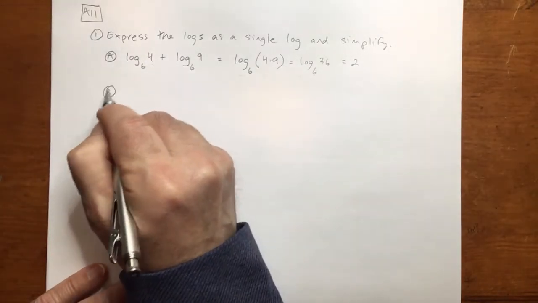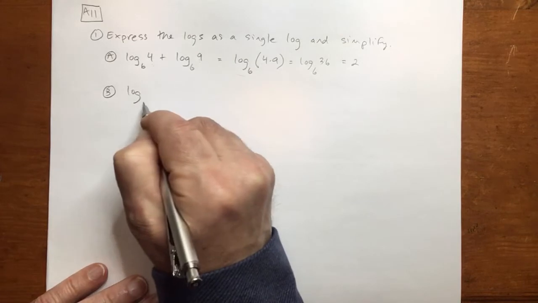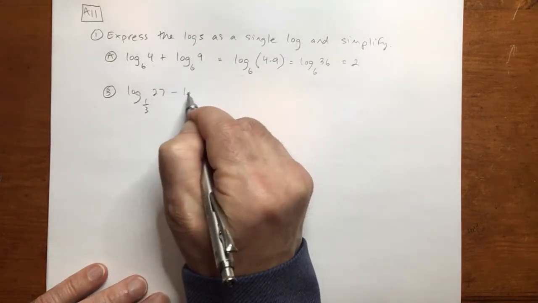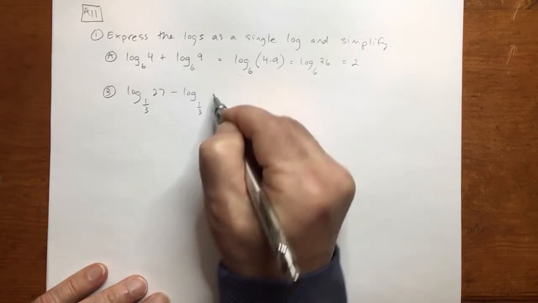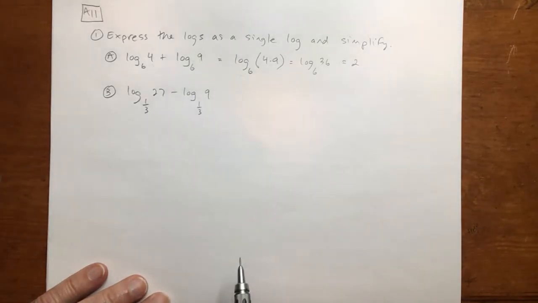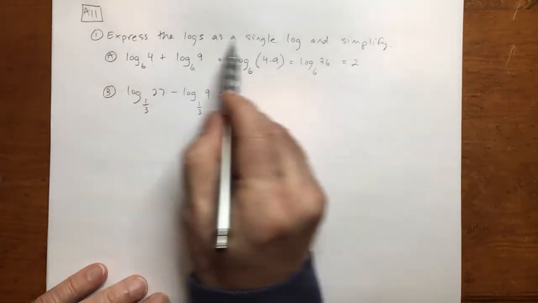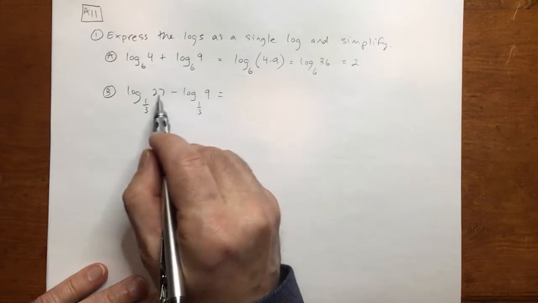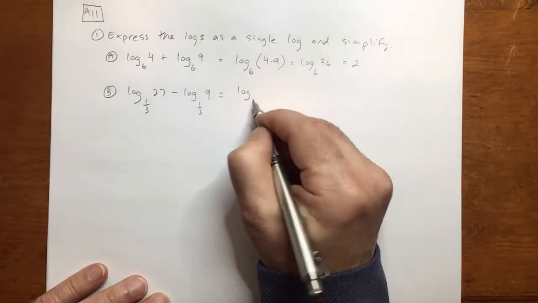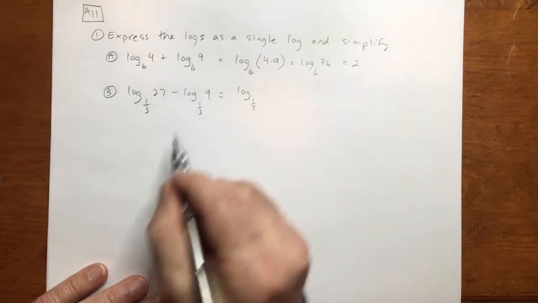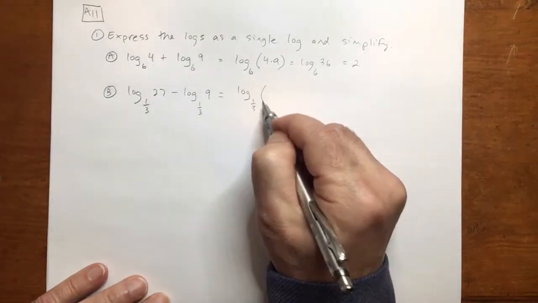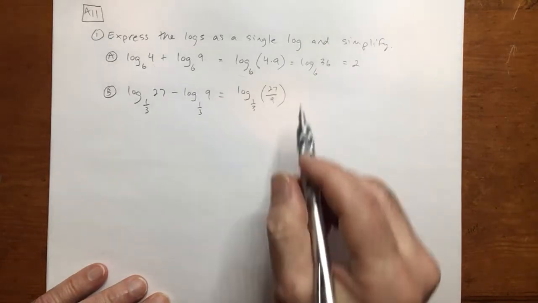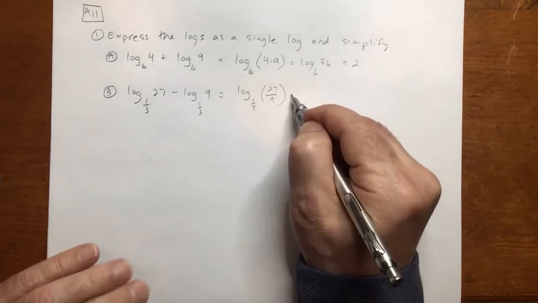Let's try it again. Log base 1/3 of 27 minus log base 1/3 of 9. Okay, so we'll follow the instructions. First, write these as a single logarithm, and when they're subtracted, we can write it as a single log with division. The one that's positive will go on top. The one that's subtracted will go on the bottom. And of course, now we're going to try to simplify this.